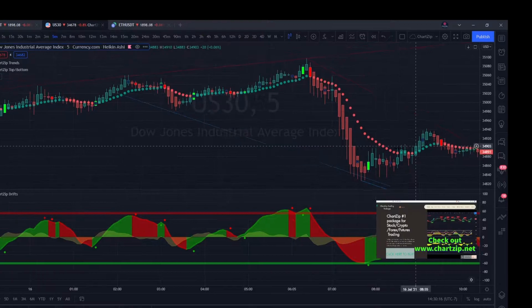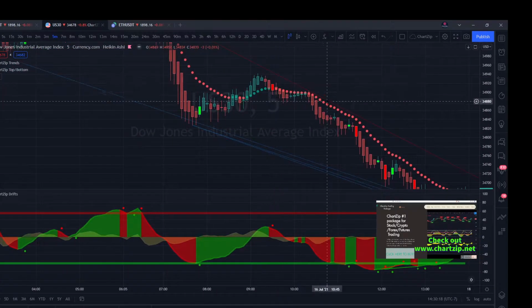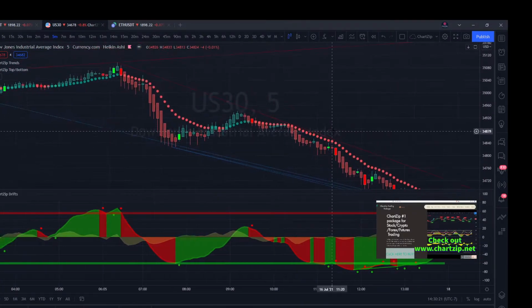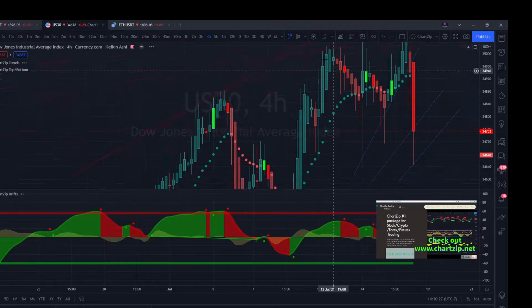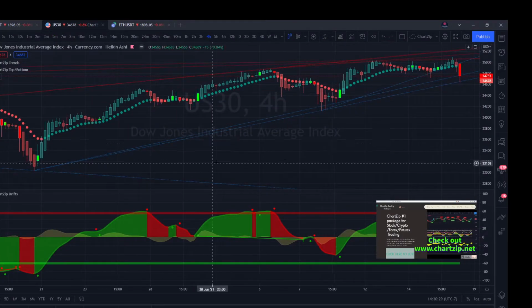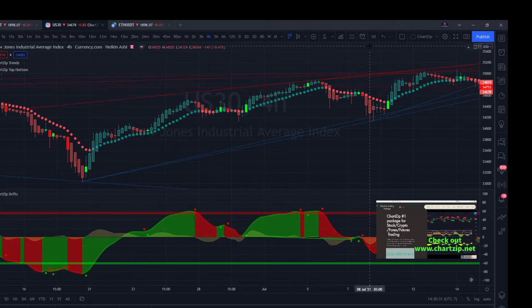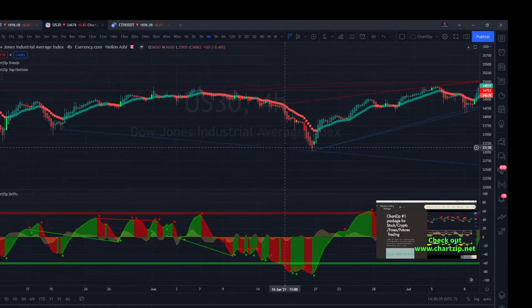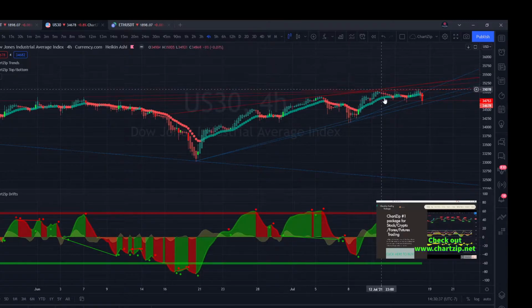I'm gonna show you guys a trading strategy I have for ChartZip trading indicators on US30. What I usually do is I check the 4 hour, and what's cool about ChartZip is that it draws out these lines, tops and bottoms, for you. So you really know if you're getting in at a good price or not.